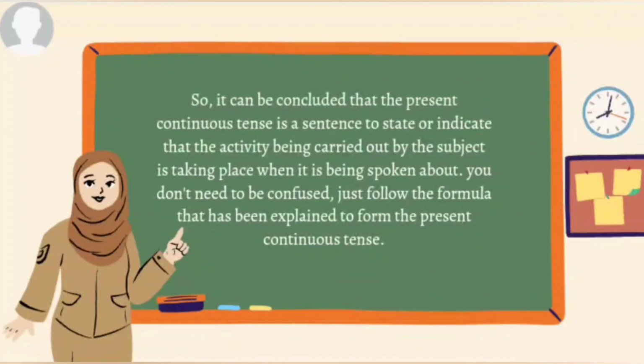So, it can be concluded that the present continuous tense is a sentence to state or indicate that the activity being carried out by the subject is taking place when it is being spoken about. You don't need to be confused. Just follow the formula that has been explained to form the present continuous tense.